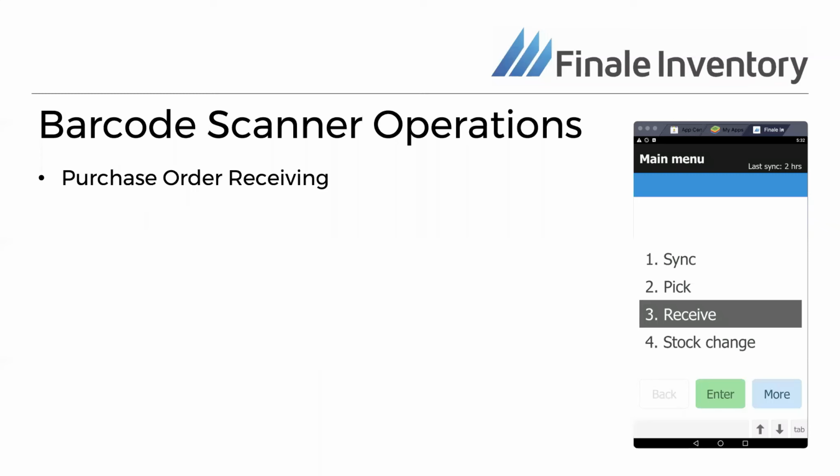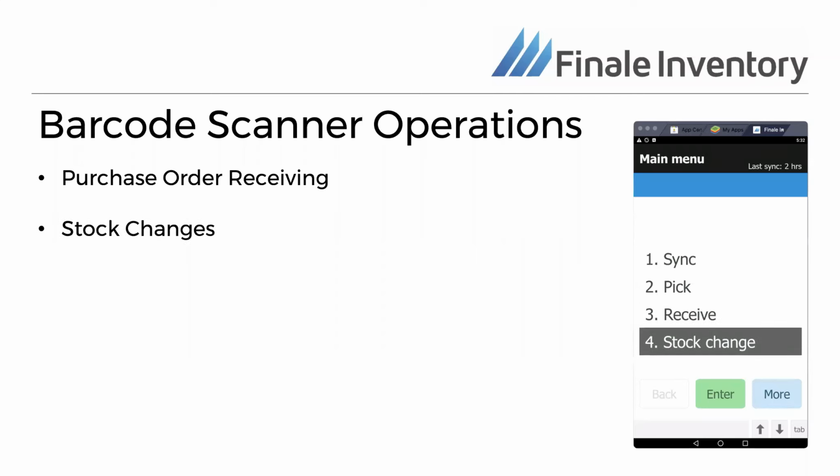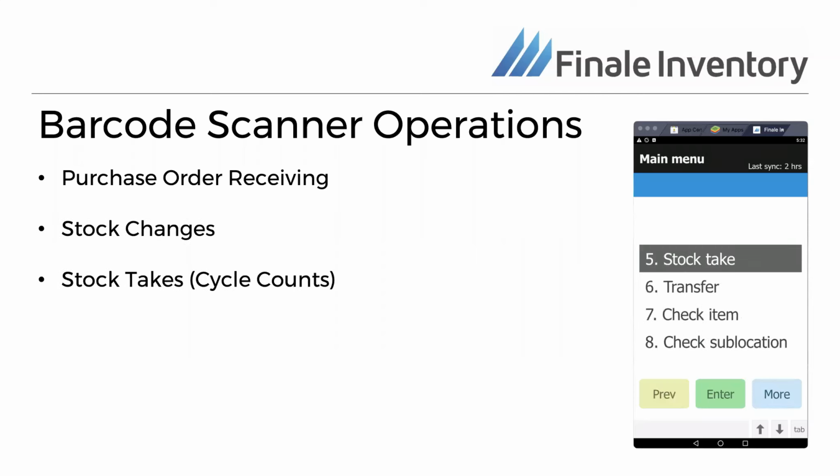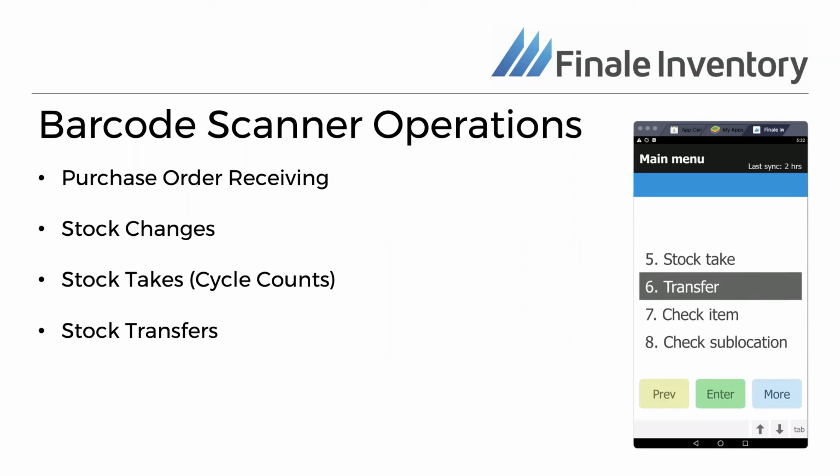The barcode scanner has a couple different operations. It has purchase order receiving. You can do stock adjustments. You can do stock takes or cycle counts. You can do stock transfers. Now, those transfers aren't just between warehouses. That's also going to be if you're moving something from one shelf to another. And lastly, order picking. Order picking is what we're going to focus on today.